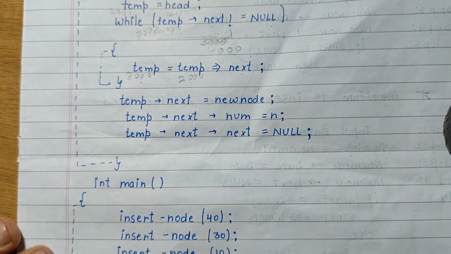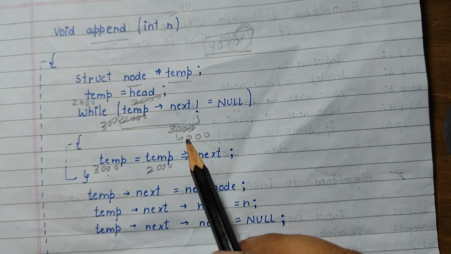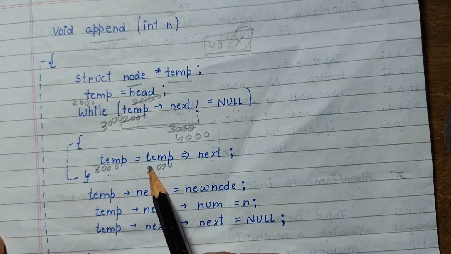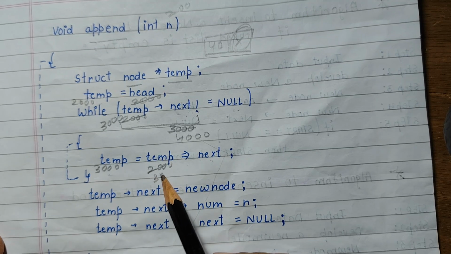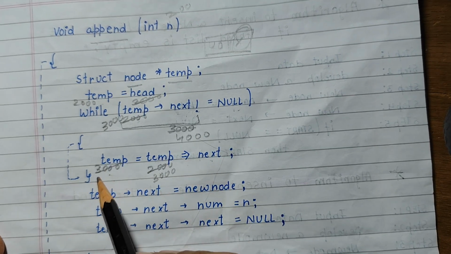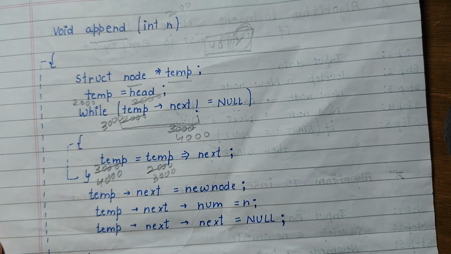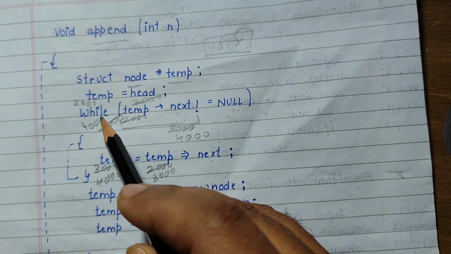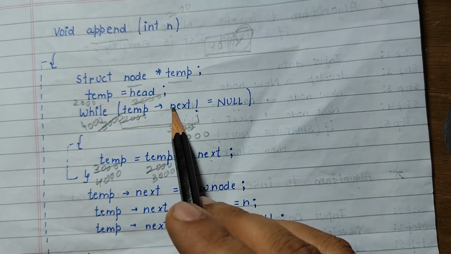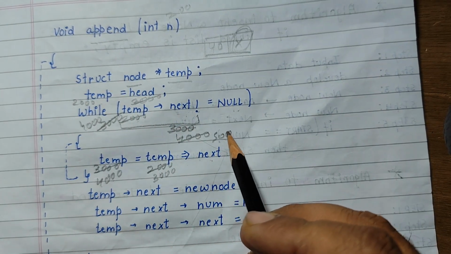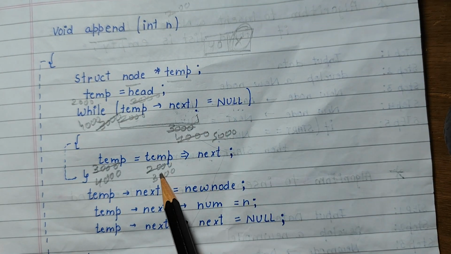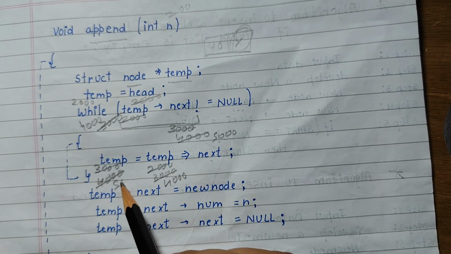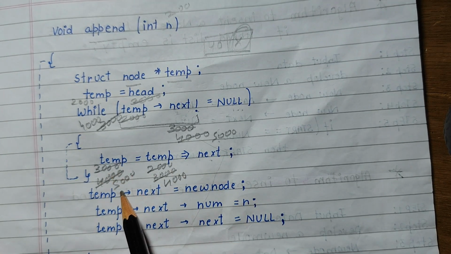So here temp is equal to 4000, which is not equal to null, so now temp has a value 3000. 3000 of next is 4000. Now this 3000 is updated by 4000. Now again we check. Now here temp has a value 4000. Okay, now temp of next, 4000 of next is 5000. So 5000 is not equal to null, condition true. So now temp has a value 4000. 4000 of next is 5000. Okay, now temp has a value 5000.